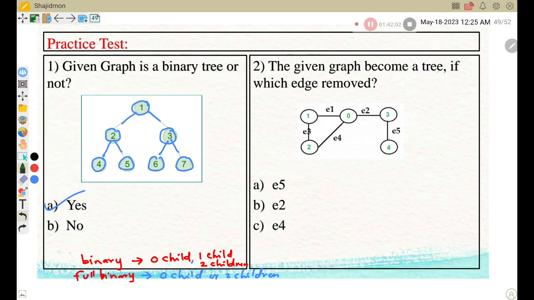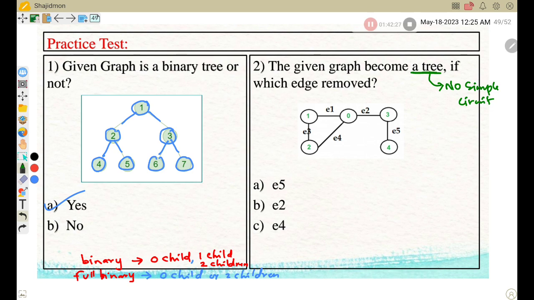The given graph becomes a tree if which edge is removed? This is not a tree now. Which edge, if you remove it, makes it a tree? That is the question. In a tree, there should be no simple circuit. Wherever a circuit is coming, remove one edge so that we will get a tree.